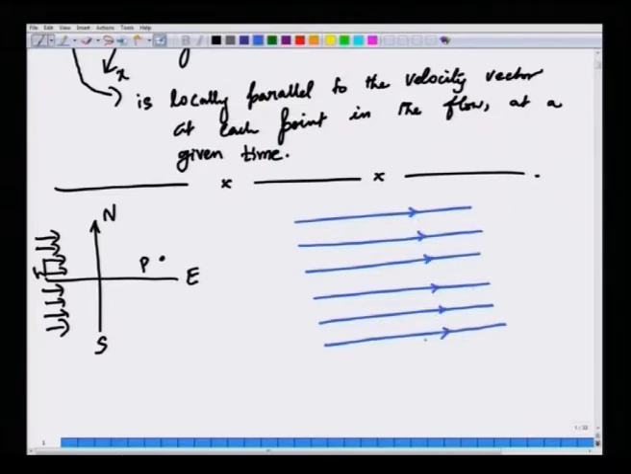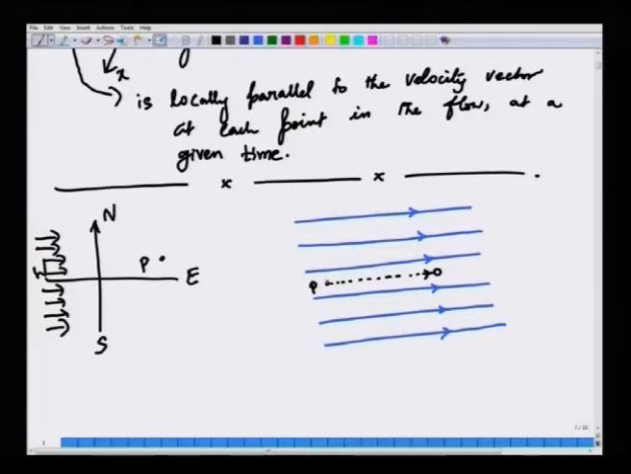Okay. Now, if you look at path line, suppose I introduce a puff of smoke at a point P. This puff of smoke will also move in a straight line, and it will also merge with one streamline in the fluid. And how about the streak line? Well, that will also merge.